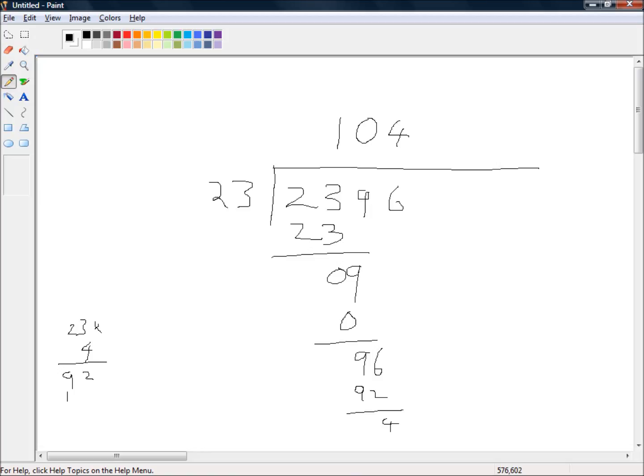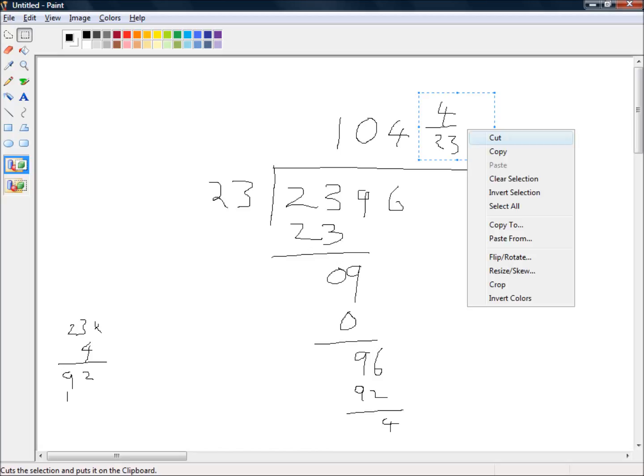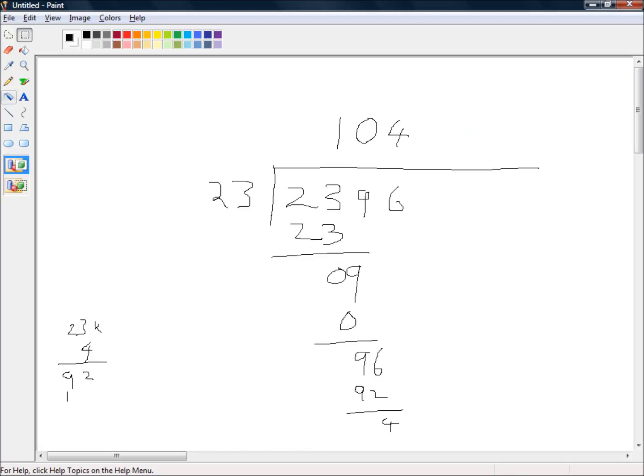If we want, we can express that as a fraction and say this is 104 and 4/23. Or if we wanted to do it as a decimal, all we would do is put the decimal point in, and then we would add a 0, and we would bring down the 0. We would ask how many times does 23 go into 40, and we can carry on for as many decimal places as we want to express our answer to.